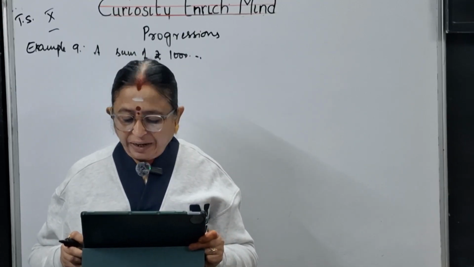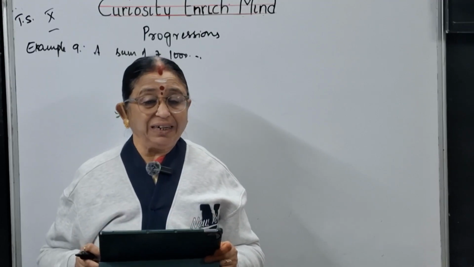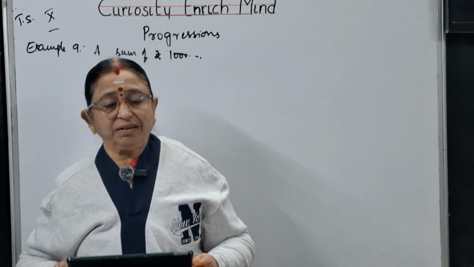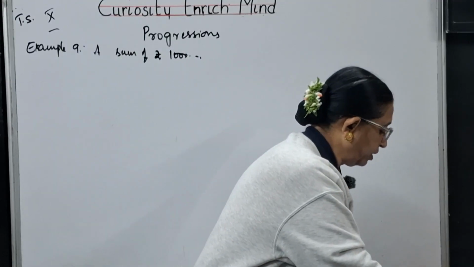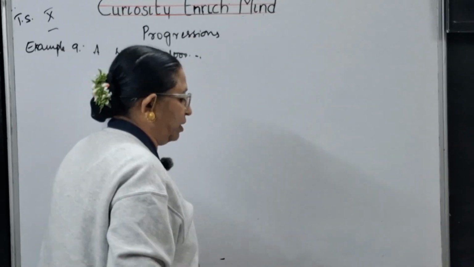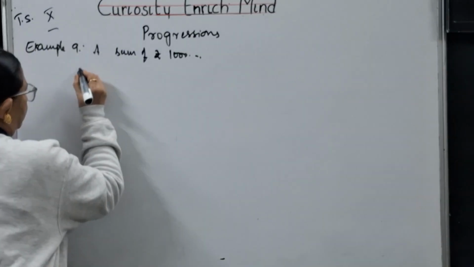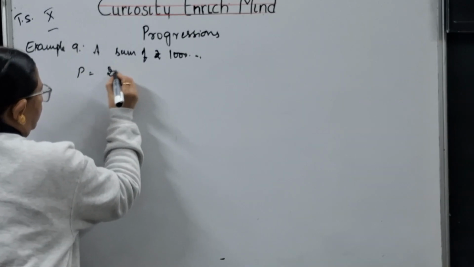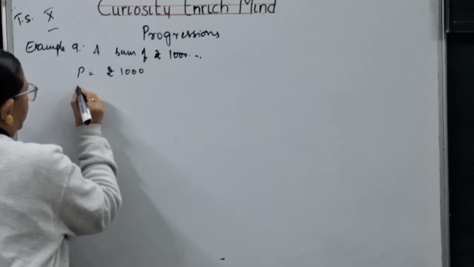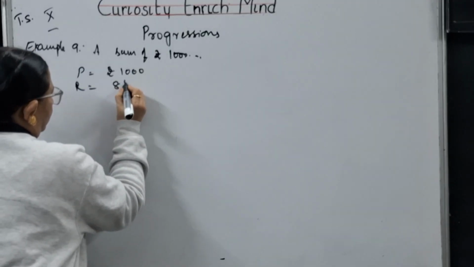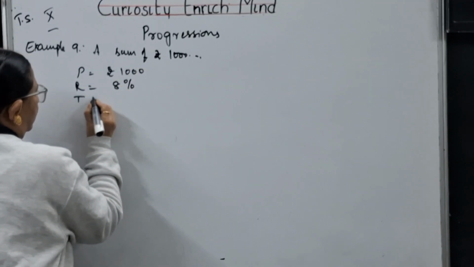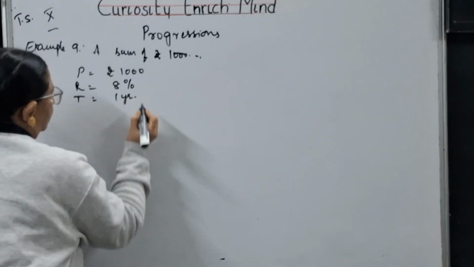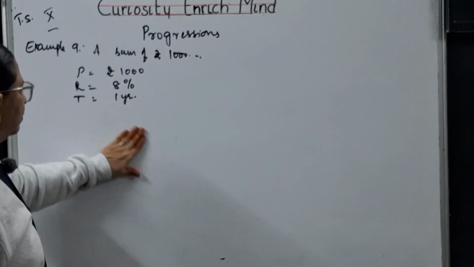If so, find the interest at the end of 30 years. What is the interest at the end of 30 years? We have to find out. So, what is given here? In this problem, principal is rupees 1000, rate is 8%, and time we have to take 1 year. Every year you have to calculate.